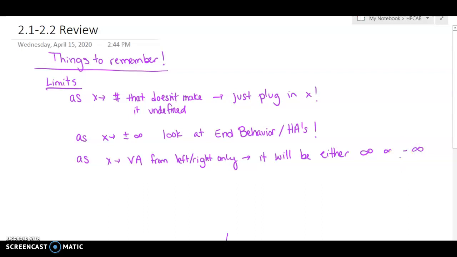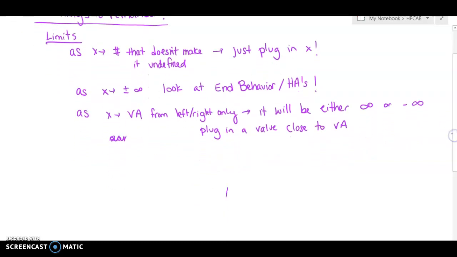If you recall, this is when we had to plug in a value that is close to the vertical asymptote. For example, if you're approaching 2 from the right, and 2 is your vertical asymptote and would make it undefined, you can plug in something like 2.01 and see what it ends up equaling. I'll do an example of that in a little bit. But that's what you're going to want to do: plug in a value that's close to the vertical asymptote and see if it's positive or negative. Then you'll know whether it's positive infinity or negative infinity.